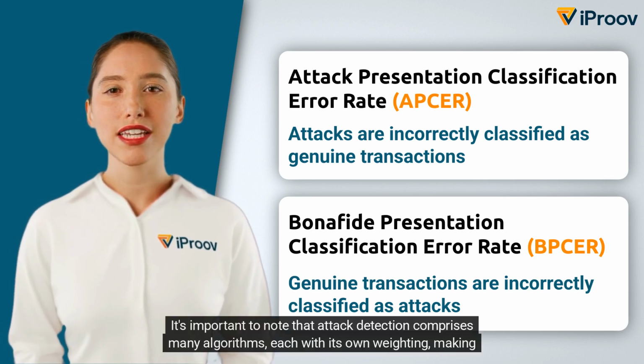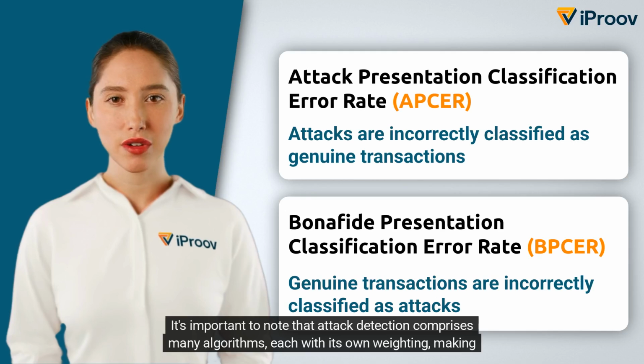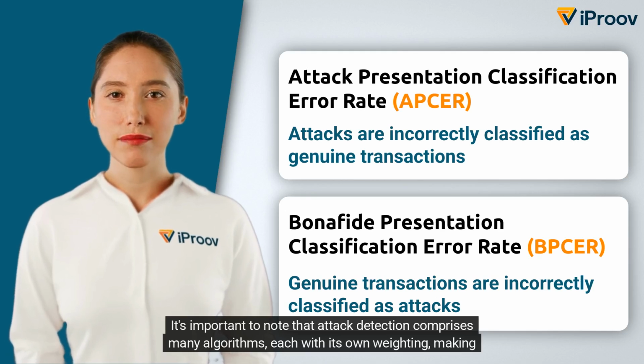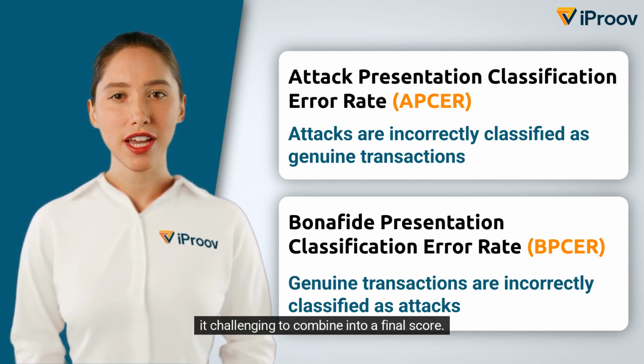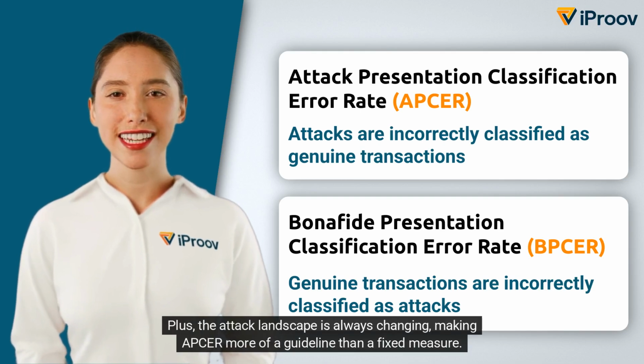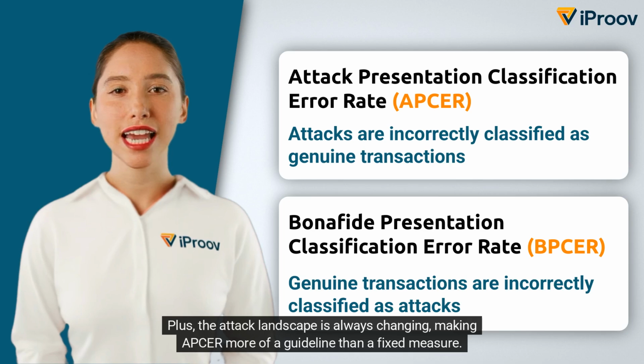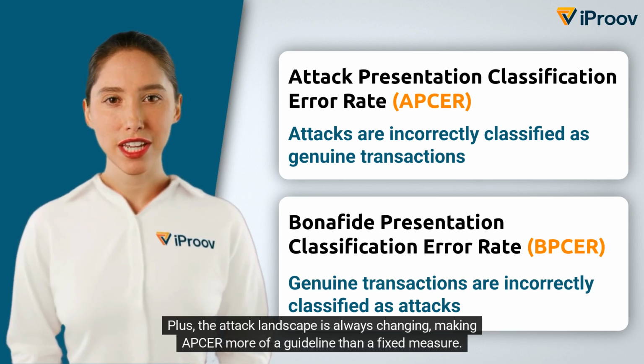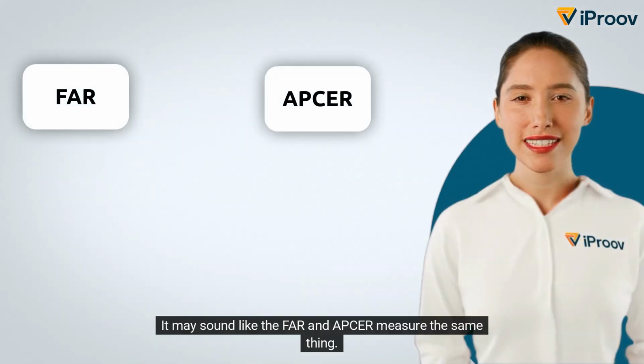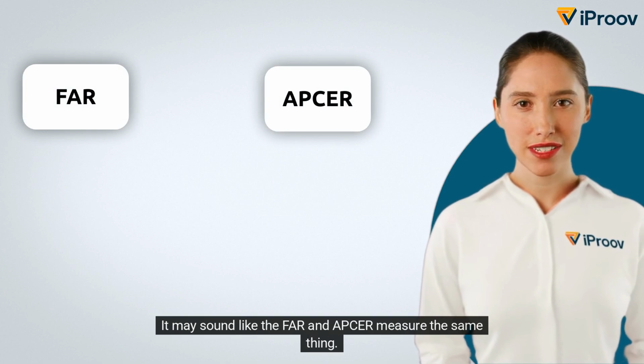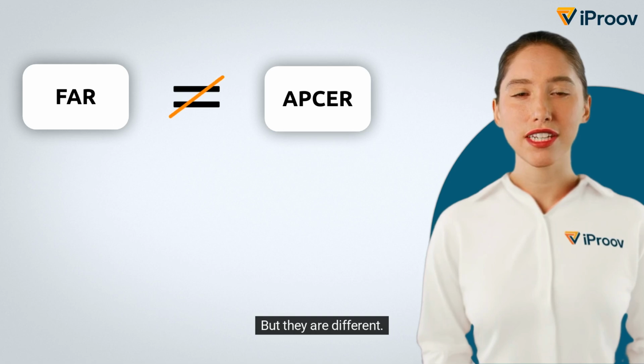It's important to note that attack detection comprises many algorithms, each with its own weighting, making it challenging to combine into a final score. Plus, the attack landscape is always changing, making APCER more of a guideline than a fixed measure. It may sound like the FAR and APCER measure the same thing, but they are different.